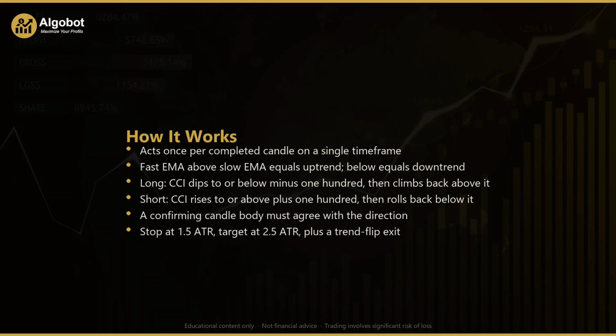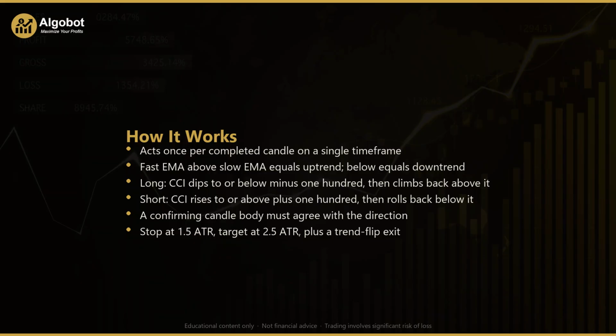Inside an established uptrend, the EA waits for the CCI to dip down to or below -100, signaling a pullback against the trend. It still does not buy. It waits for the very next reading to climb back above -100, which shows momentum turning back in the trend's direction. A final filter requires the signal candle to close higher than it opened, confirming buyers are back in control. The short side is the exact mirror. In a downtrend, the EA waits for the CCI to push up to or above +100, then roll back below it, with a bearish candle closing lower than it opened to confirm.